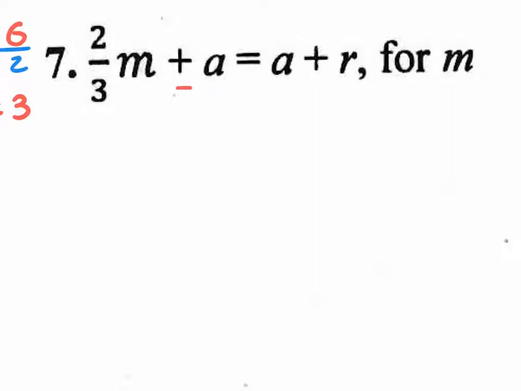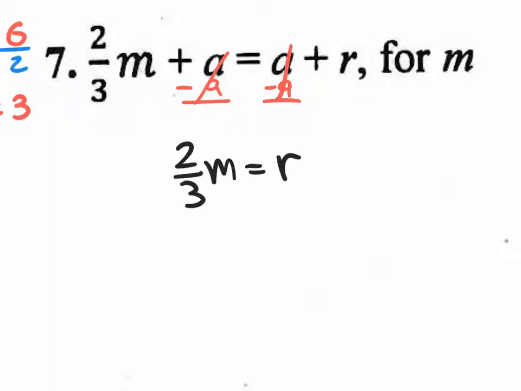So we're going to subtract A. It'll cancel out because A take away A is 0. And of course, when you subtract A on the other side, you want to combine like terms. So you're not going to subtract A from the R. You're going to subtract A from the A. So you're going to put a minus A right here as well. And it also cancels out. A take away A is 0. No more A's. Okay. So what do we have left? We have a new equation that reads 2/3 m equals R.